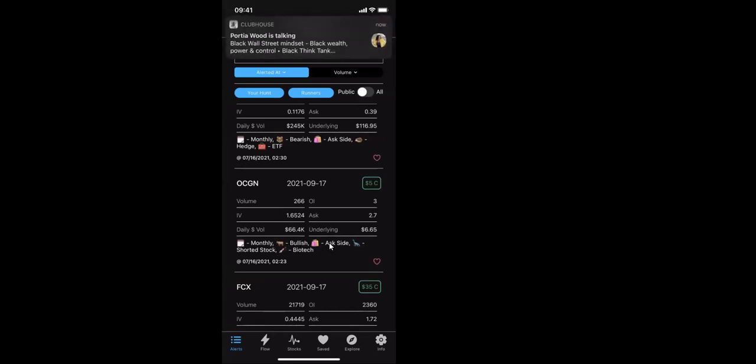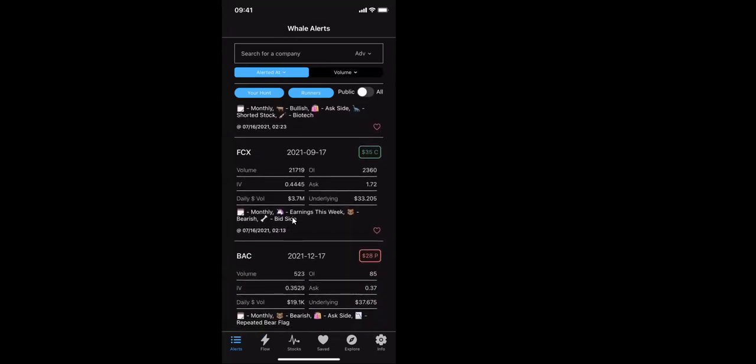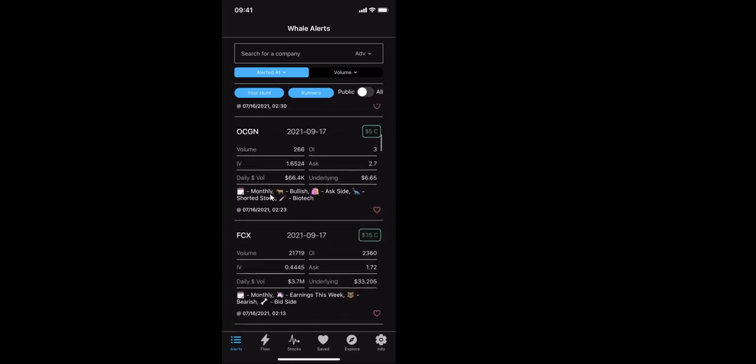Hey, this is bullish. If you see the shopping bag, it's on the ask side. That means they're literally saying, yo, I'm willing to pay whatever you want for it, right? So they purchased at the higher price. So when you see this ask side, that just means that they were aggressive in their purchase. Bid side means that they're just playing it safe, right? They're going for the lower price. It's not really aggressive. Like you see here, the monthly is bearish, which is interesting because this is a call. So this is just too much decoding.